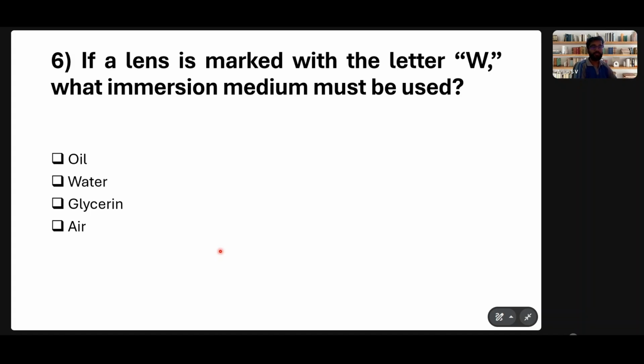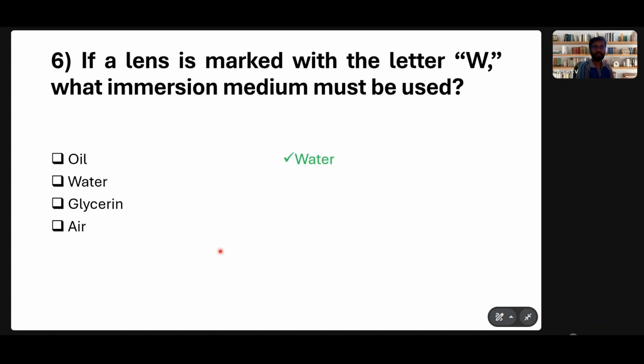So we saw that apart from the magnification and the numerical aperture, as well as the wavelength region in which the objects will be imaged, lenses will also be provided with a letter or no letter at all. So the letter W corresponds to water immersion. So the correct option here is option B, water.